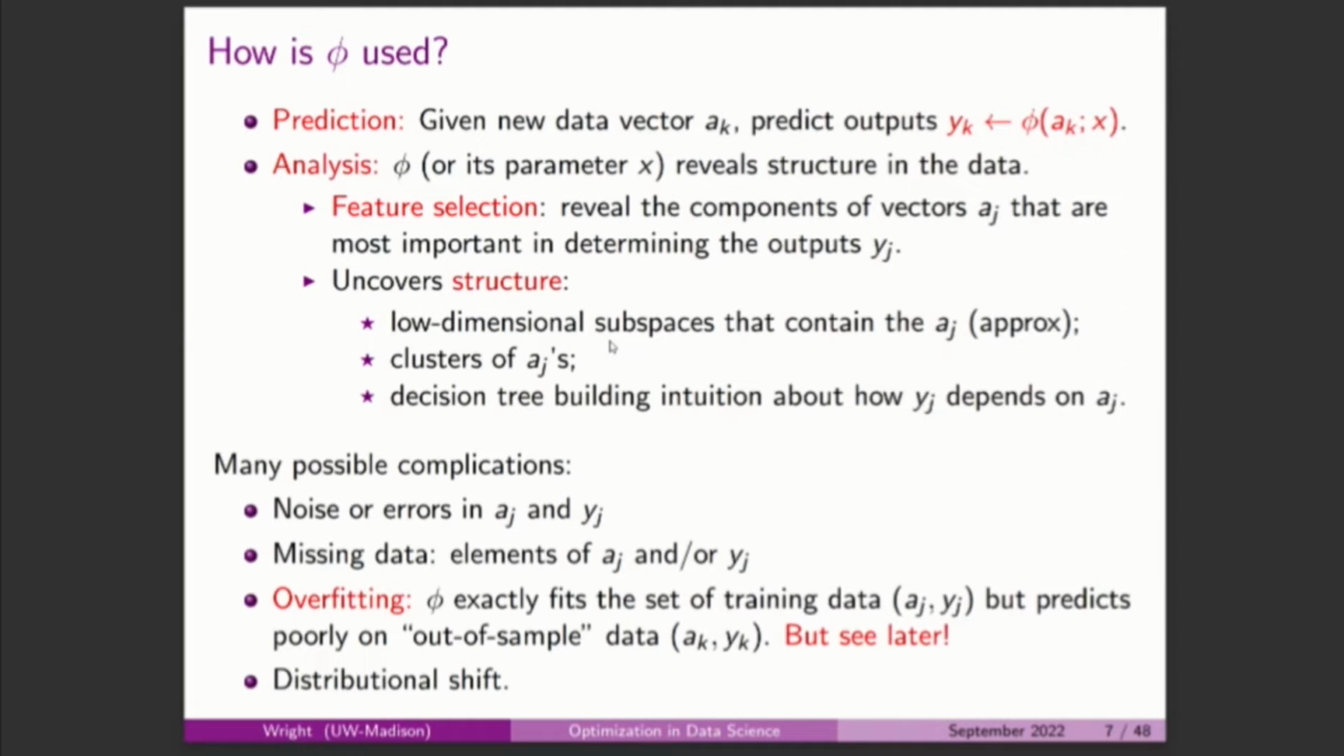I can also do some analysis. Just by looking at phi or the parameter x, it will reveal something about structure in the data. For example, it might tell me what are the important components of the vector aj in determining the yj. And there are other sorts of structure you can see as well. For example, if your phi takes the form of a decision tree, then by looking at the decision tree, you can build a lot of intuition about how to go from the aj to the yj.